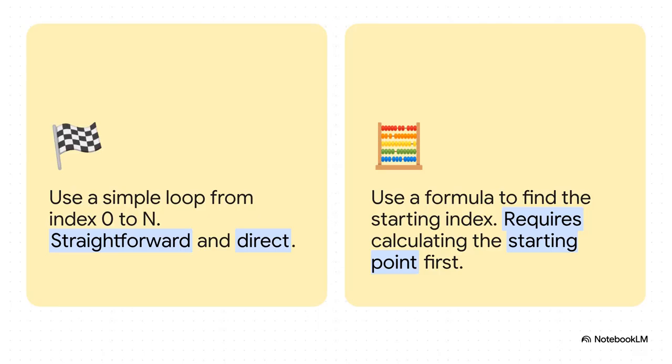Okay, this is where we get a little more tactical. Selecting, let's say, the first 3 checkboxes. That's easy. You just loop from index 0 to 2. But what if you need to select the last 3? Well, that needs a bit more thinking. You can't just start at 0. You need a clever way to figure out exactly where your loop should kick off.